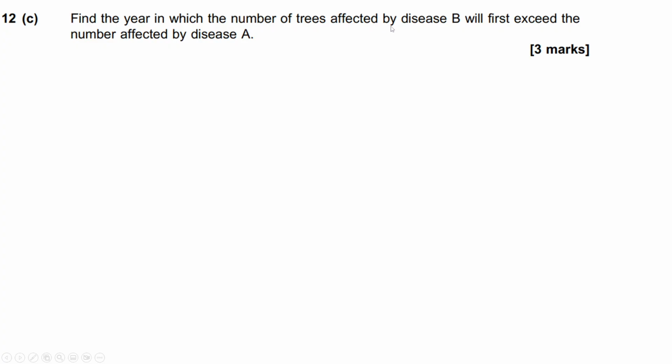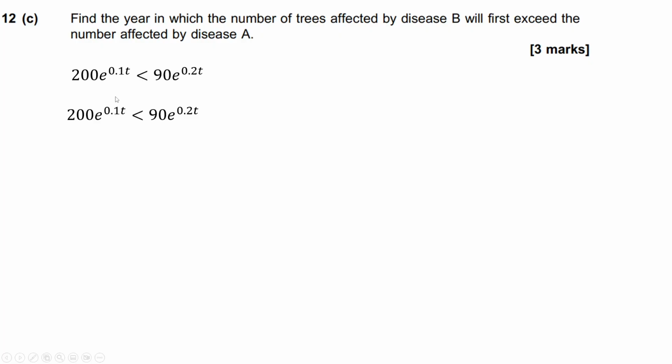Find the year in which the number of trees affected by disease B will first exceed the number affected by disease A. So just do that. I think this is disease A, and then this is disease B. So if you want this to exceed, if you draw the inequality like this and solve it, you'll be able to say, oh well, it's this many years. If you get a decimal, you just round down.